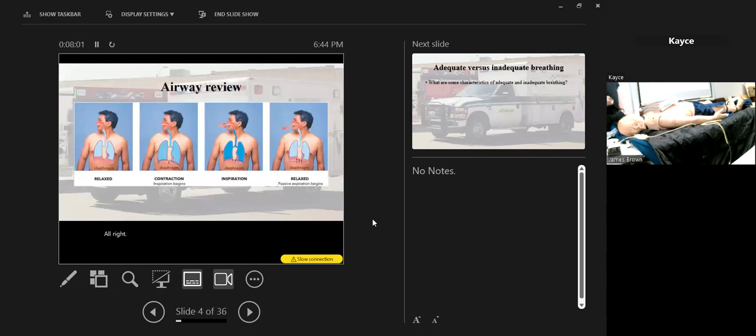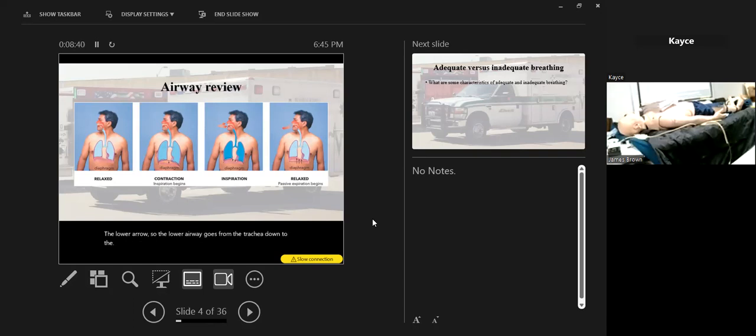So, an airway review. We talked about this a little bit. Greg talked about this a little bit the other day. Air comes in through the what part? What are these areas? Upper airway. Okay, upper airway. This is the nasopharynx. This is the oropharynx. And the back is the pharynx and the larynx, which connects to the trachea, which is the start of the lower airway.